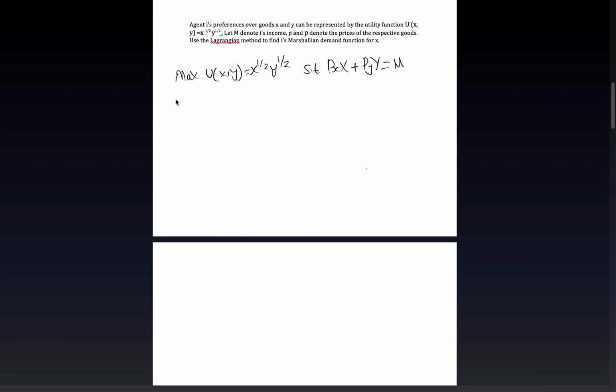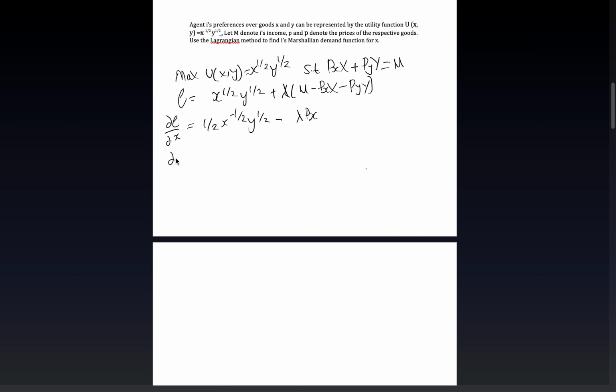So next we want to write out our Lagrangian equation. So we have x to the half, y to the half, plus lambda times m minus price of x, x minus price of y, y. Now we can do our first order condition with respect to x. Half of x to the negative half, and then y to the half. Minus, this cancels out, so we just have lambda px.